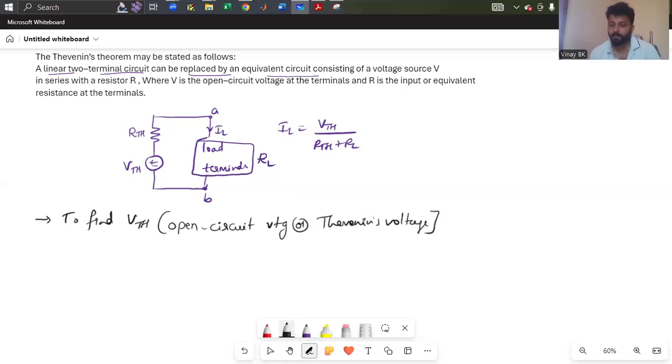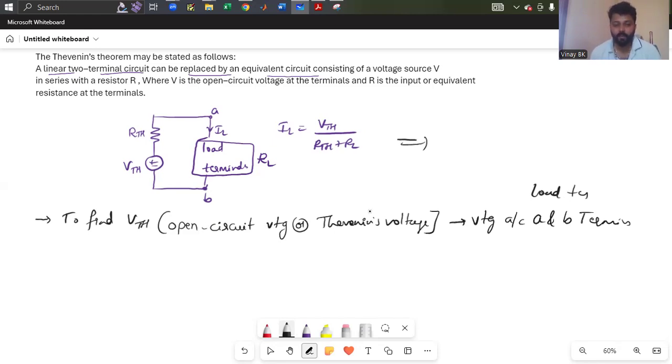That is nothing but the voltage across the A and B terminals, that is, the load terminals. Suppose there is a load RL, in that case you need to replace that load by a short circuit. Sorry, you need to replace that load by an open circuit. Then you need to find VTH.